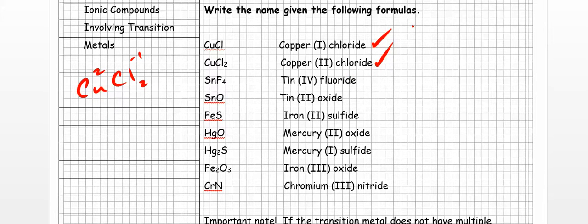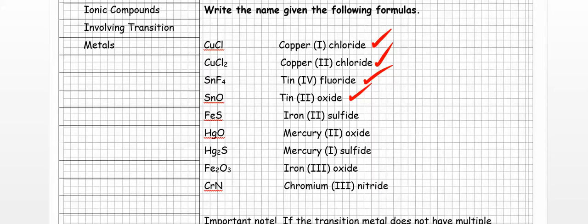The next one is tin(IV) fluoride. The reason is fluorine has a charge of -1, but there's 4 of them. 4 times -1 would be -4, so tin has to have a charge of +4, right? So we write tin(IV) fluoride like that. Let's compare that to the next one, which is tin oxide. But because the charge on tin this time has to be +2, because oxygen is -2, it's in the 16th column, we get tin(II) oxide just like that.